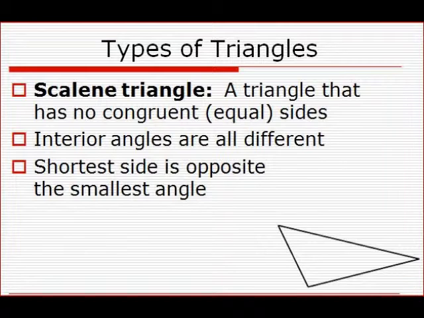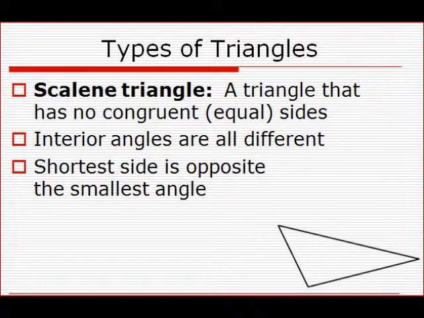Scalene triangles are triangles where each side is a different length. They are unusual in that they are defined by what they are not. Most triangles drawn at random would be scalene. The interior angles of a scalene triangle are always all different. The converse of this is also true. If all three angles are different, then the triangle is scalene, and all the sides are different lengths.